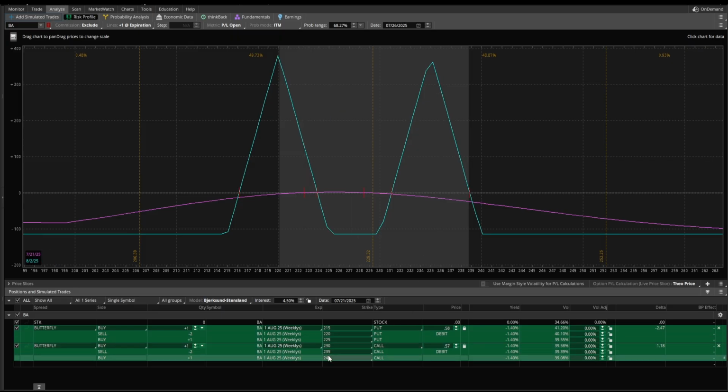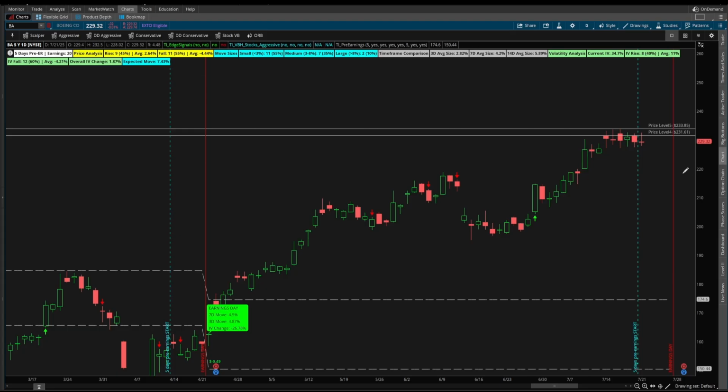Now for the upside play, I have the 235 call side butterfly. Very similar in terms of price, but this is $5 wide on the upside. 230, 235, 240. So that's 235. That gives you a range basically between 231 to about 239-ish. If you come into the chart, 231 is a little bit inside of this zone right here, and 239 takes you to a little bit below this 240.